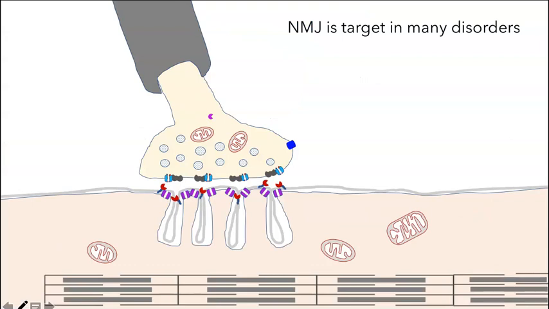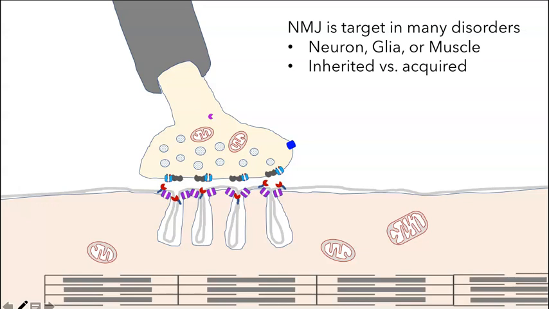Well, at the beginning of the video, I said that the neuromuscular junction was a target in many disorders. These can affect the motor neuron, they can affect the glial cells, they can affect the muscle cells. They can be inherited or they can be acquired, and they can range from mild to debilitating to fatal. Let me just give you a few examples.